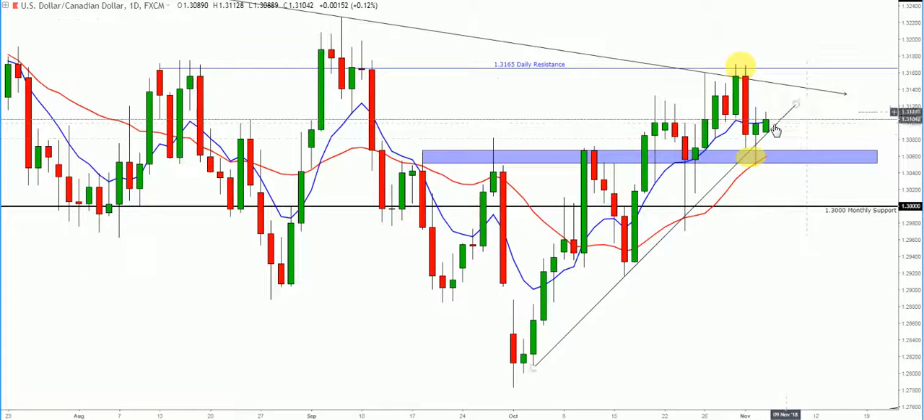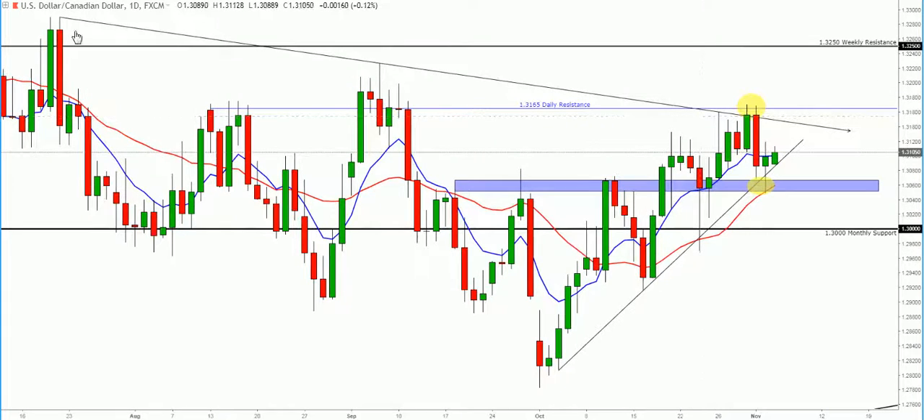However, we will have to wait and see. Like I did say, we do have the potential to push back higher to make another test of the 1.3165 daily level. However, we'll have to wait and see for that, see how price responds to this exponential moving average right here.